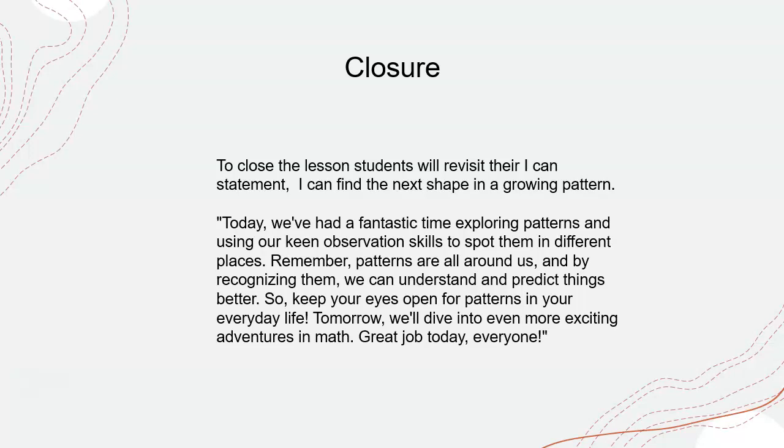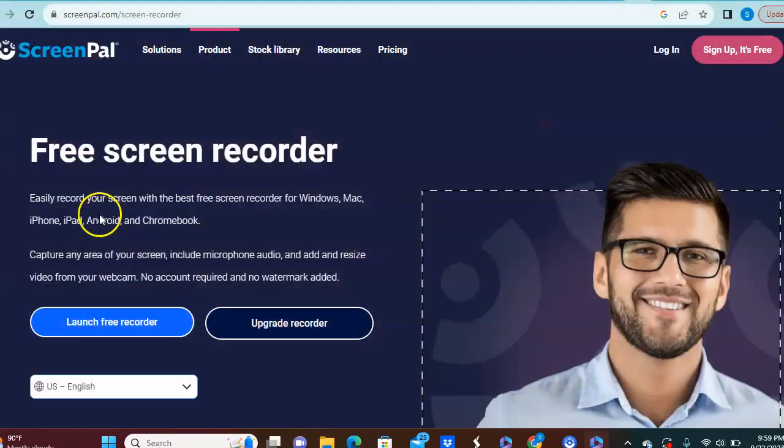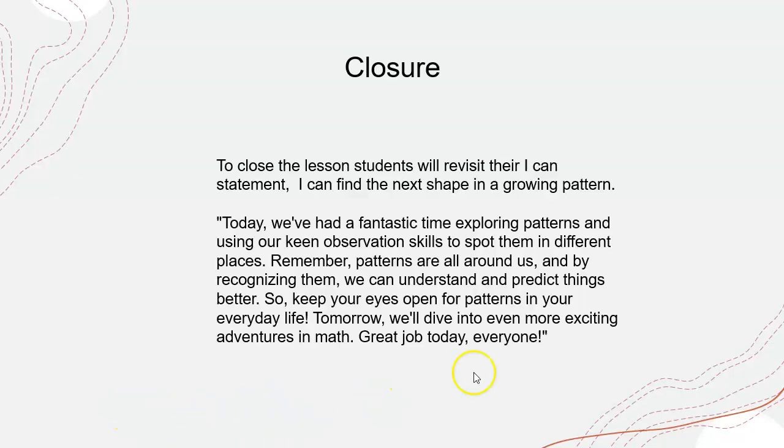The closure. So to close the lesson, we will revisit our I can statement. Our I can statement is I can find the next shape in a growing pattern or the next number in a growing pattern.